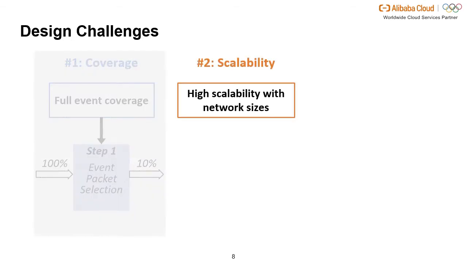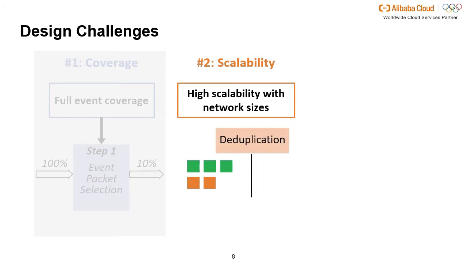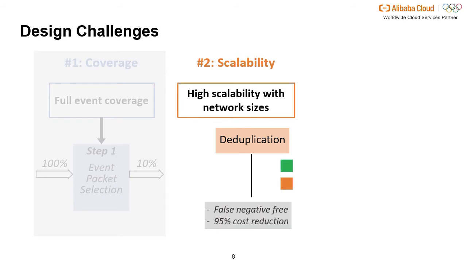The second challenge is high scalability with network sizes. As any packet could encounter events, and there could be a massive number of event packets, it is hard to scale to large-size networks with only event packet selection. To overcome the scalability challenge, we first remove redundant packets by event deduplication, as a flow event could have duplicate packets. Event deduplication can faithfully capture all events without false negatives and reduce 95% of monitoring costs.